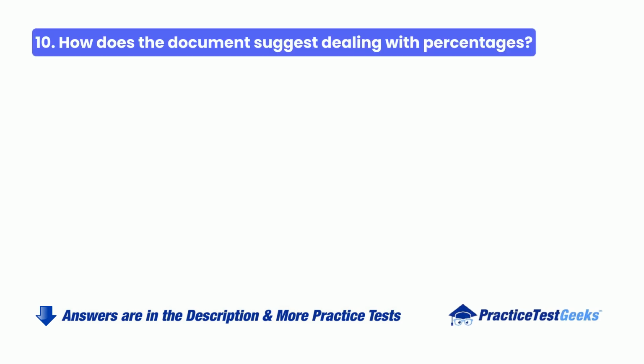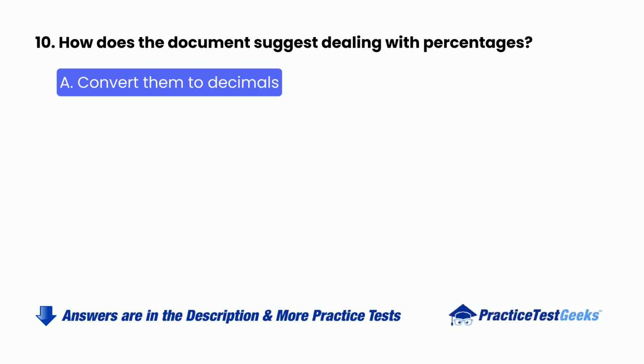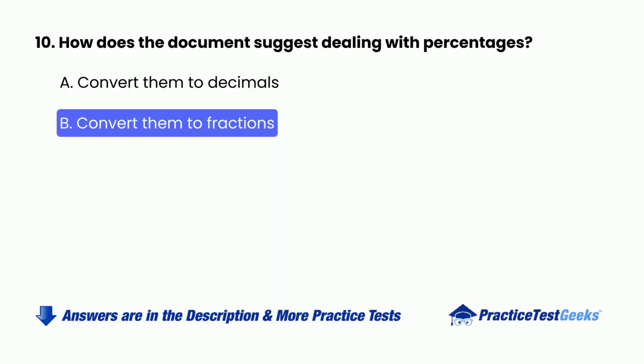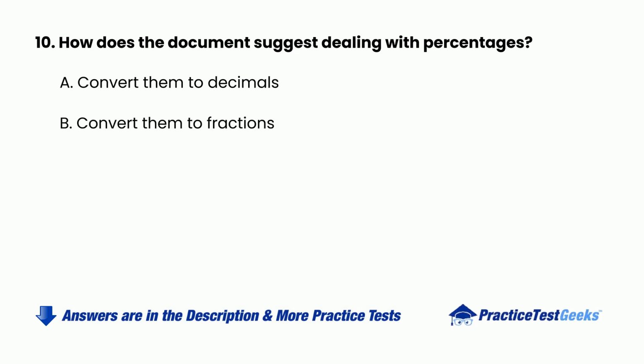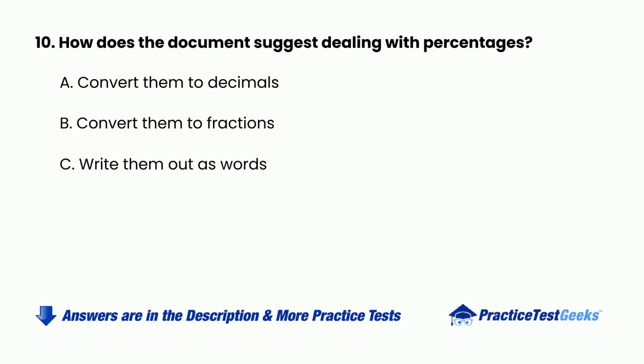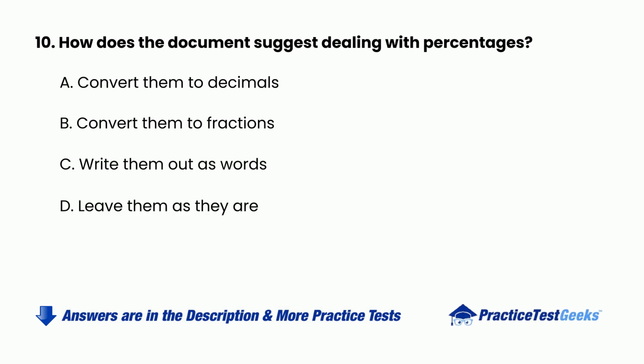10. How does the document suggest dealing with percentages? A. Convert them to decimals. B. Convert them to fractions. C. Write them out as words. D. Leave them as they are.